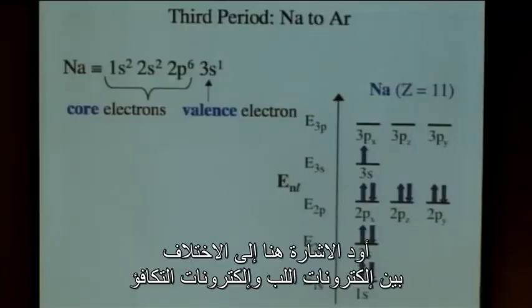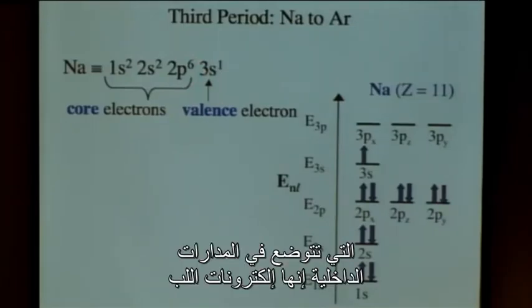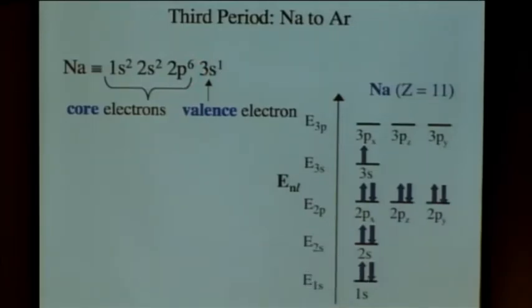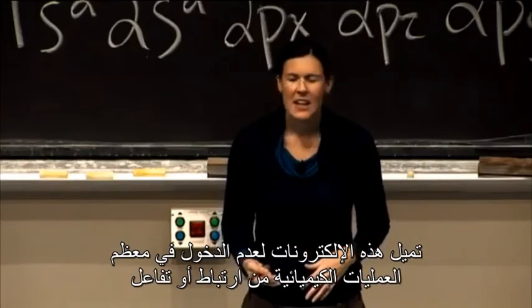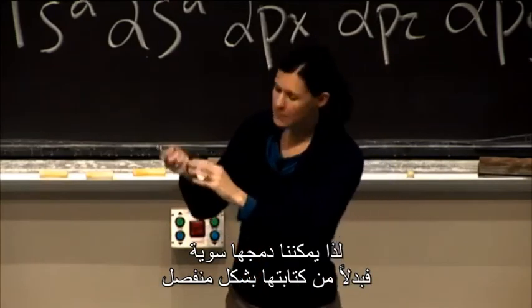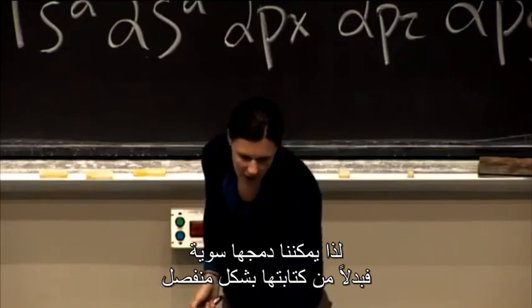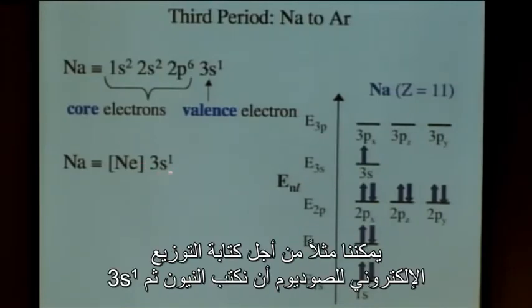And I want to point out the difference between core electrons and valence electrons here. All of the electrons in these inner shells are what we call core electrons. The core electrons tend not to be involved in much chemistry, bonding, or reactions. They're very deep and held very tightly to the nucleus, so we can lump them together, and instead of writing them all out separately, we can just write the equivalent noble gas that has that configuration. For example, for sodium, we could instead write neon and then 3s1.